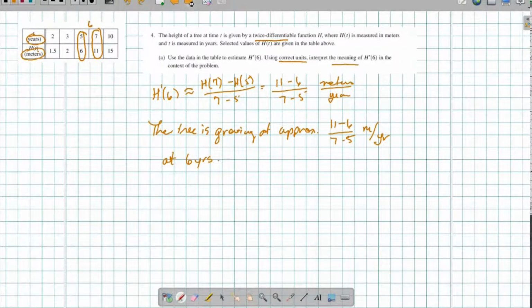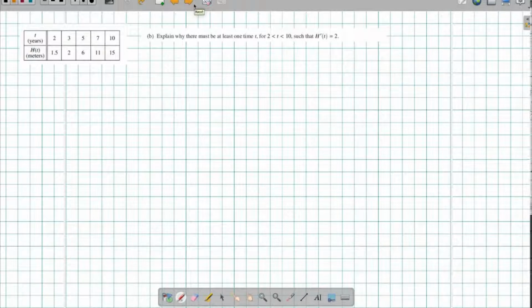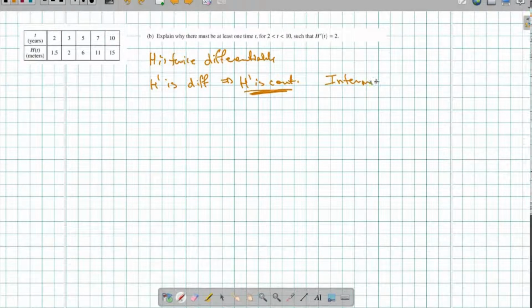On to part B. Part B says explain why there must be at least one time t for 2 less than t less than 10 such that h prime of t is equal to 2. And one of the important parts here is the fact that they told us that h is twice differentiable, which means that h prime is differentiable, which also tells me that h prime is continuous. And this is going to be important because I'm going to be using the intermediate value theorem.